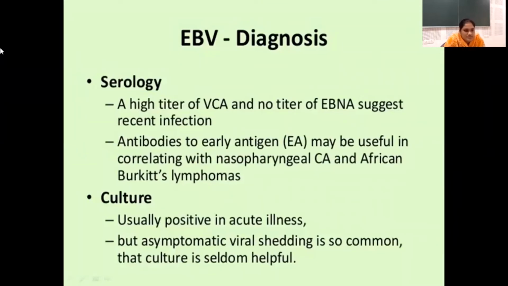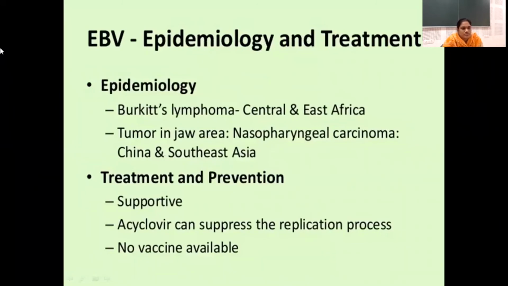So culture, high titers of VCA IgM or low titers of Epstein-Barr nuclear antigen suggest that recent infection is present. Cultures are usually positive in acute illnesses, but asymptomatic viral shedding is so common. Then the treatment is supportive. Acyclovir is used for the suppression of the replication process. No vaccine is available.